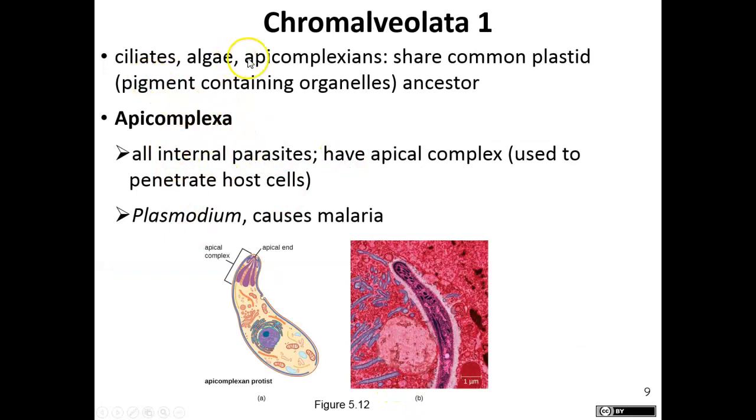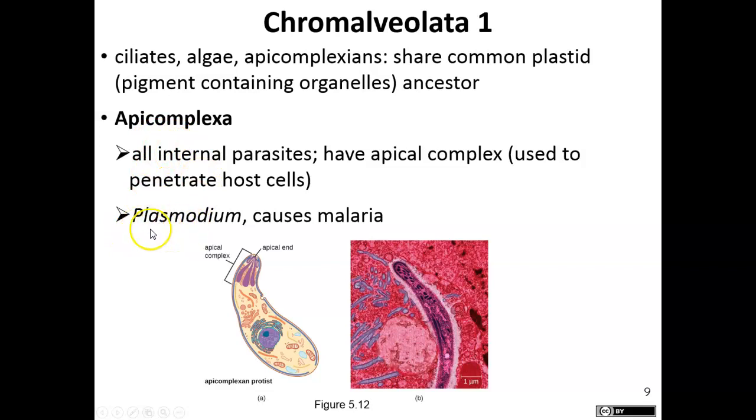Chromalveolata, these are your ciliates, some algal forms, and Apicomplexans, which are all part of this group. They share a common plastid, which is a pigment-containing organelle. The group Apicomplexa are all internal parasites. So they have an apical complex, and you can see it here. This is what they use to penetrate host cells.